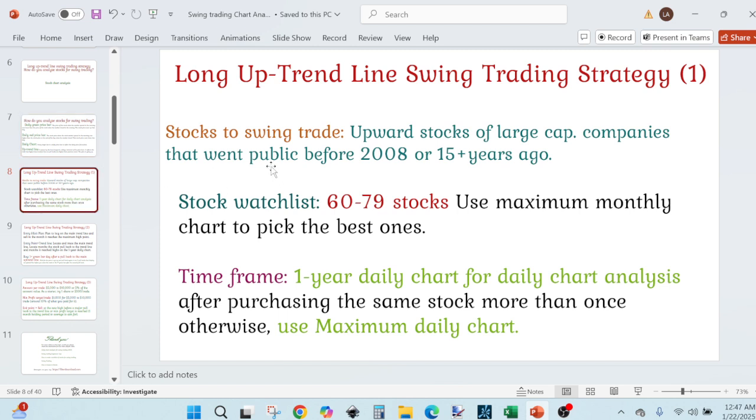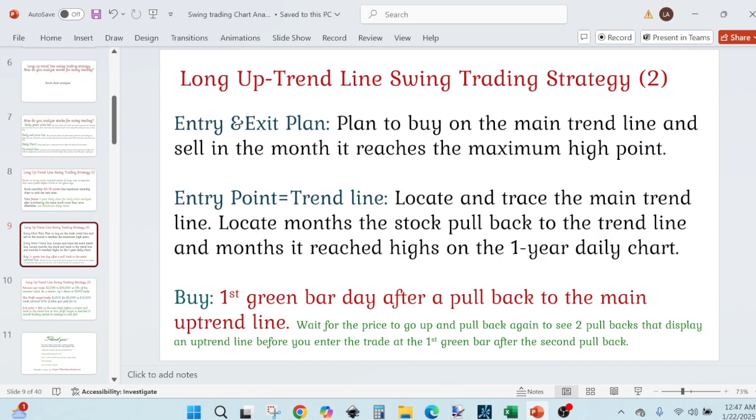So it's good for this strategy to select upward stocks good enough to be in your watch list, and you trace your trend lines out in purple. And when you start having a few higher lows around that trend line, you can buy at the first or second green bar after a pullback.